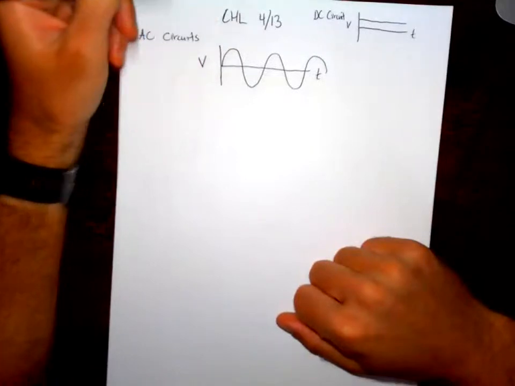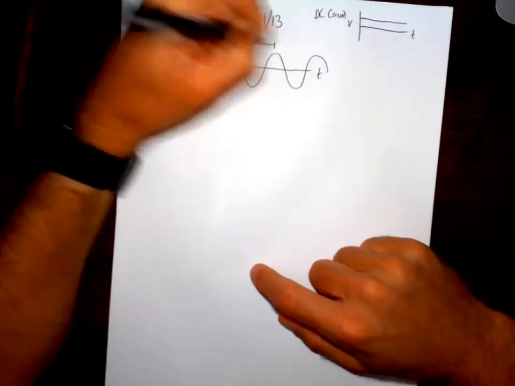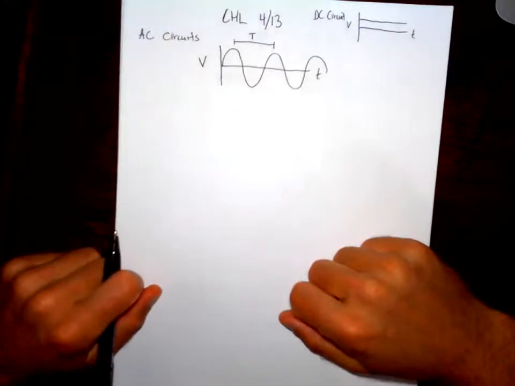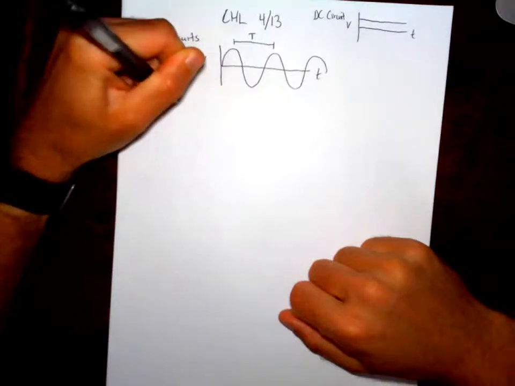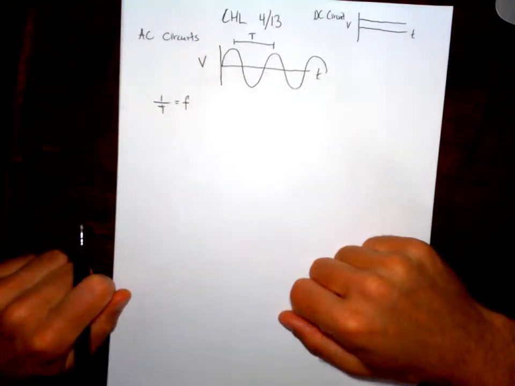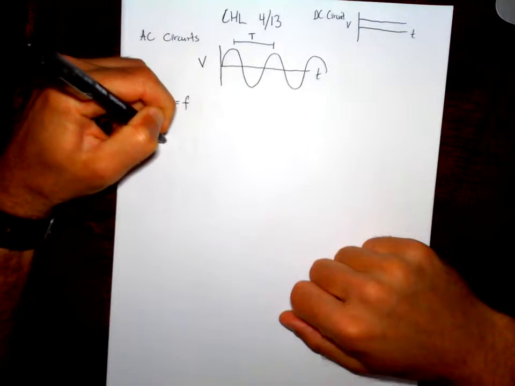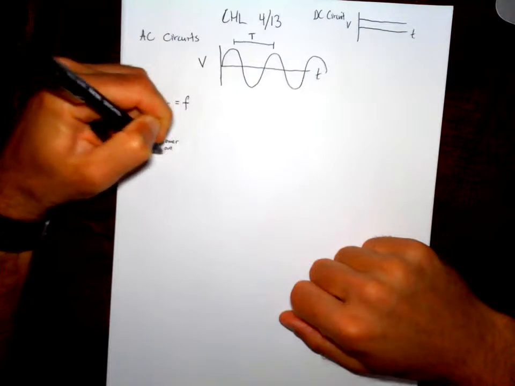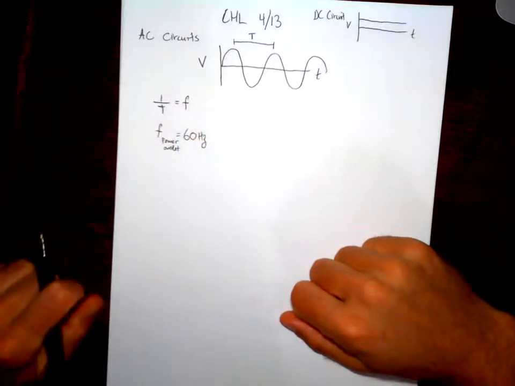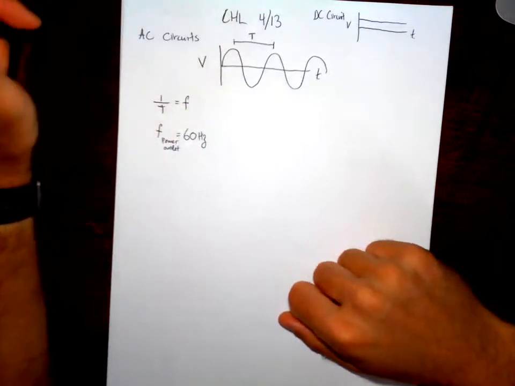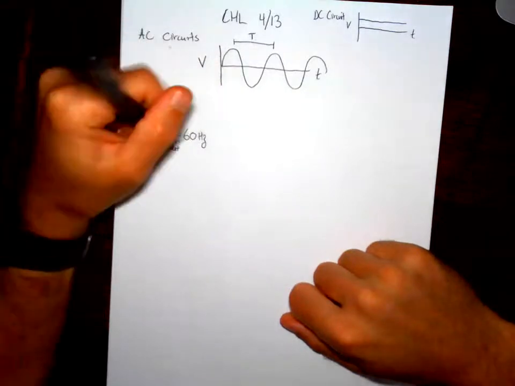So a couple of things. This is obviously a lot like simple harmonic motion. So there's a period, okay? And 1 over the period is the frequency of the signal, okay? The frequency of your power outlet is 60 hertz. So this period is 1/60th of a second for, hey Aisha, for AC circuits in your home.